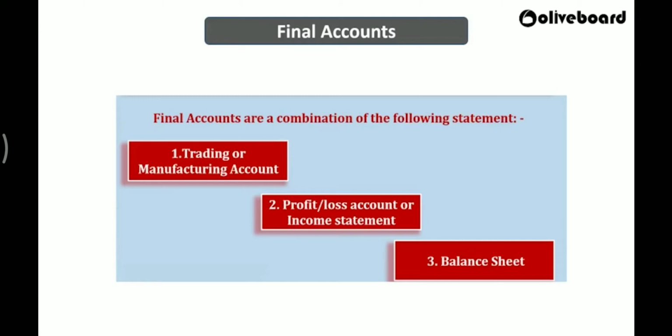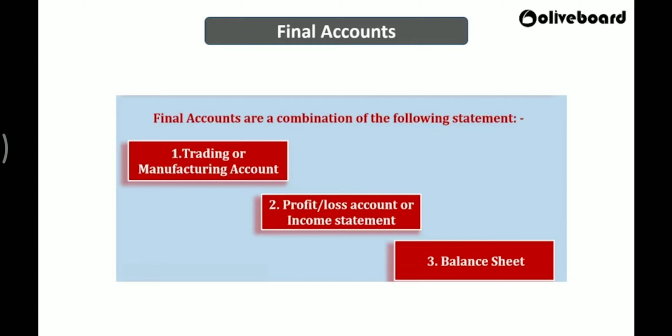Second one is the profit and loss statement, or income statement, or profit and loss account. Third one is the balance sheet. So these are all the components of final accounts. You have trading account, P&L account and balance sheet. Preparation of these three things is nothing but final accounts. These three things are always prepared together, because the trading account will show gross profit.